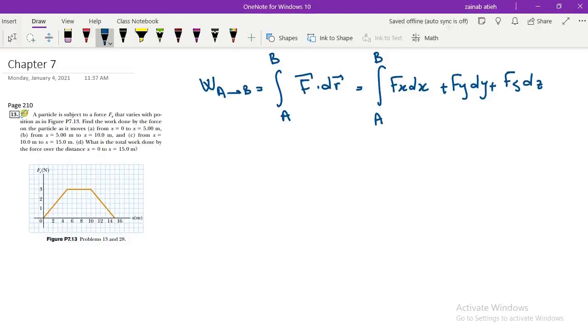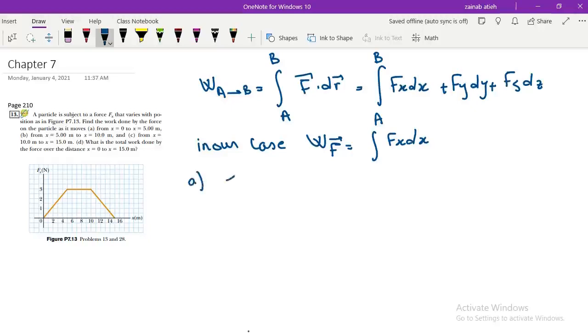I can get rid of them, and I will write the work of F, in our case, is equal to the integral of Fx dx. And don't forget the boundaries, no integral in physics without boundaries. Okay, let's start with the first one.